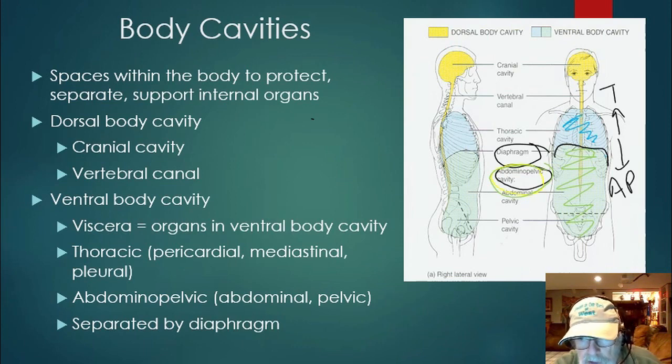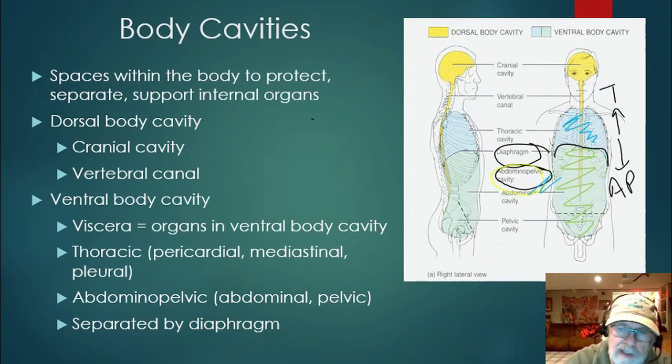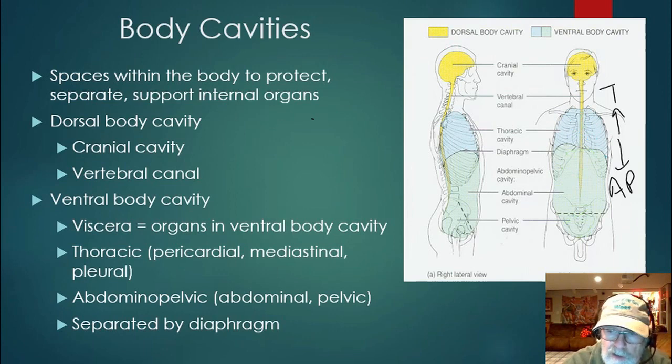Now, all the organs in the chest as well as in the abdomen are all organs that are in the ventral body cavity. The only organs in the dorsal body cavity are the brain and spinal cord. All the organs in the thoracic cavity as well as the abdominal and pelvic cavity are all ventral body cavity. Now, you think that's easy? Yeah, it is. That's pretty simple. That's a piece of cake. Well, guess what? We're going to change that up a little bit.